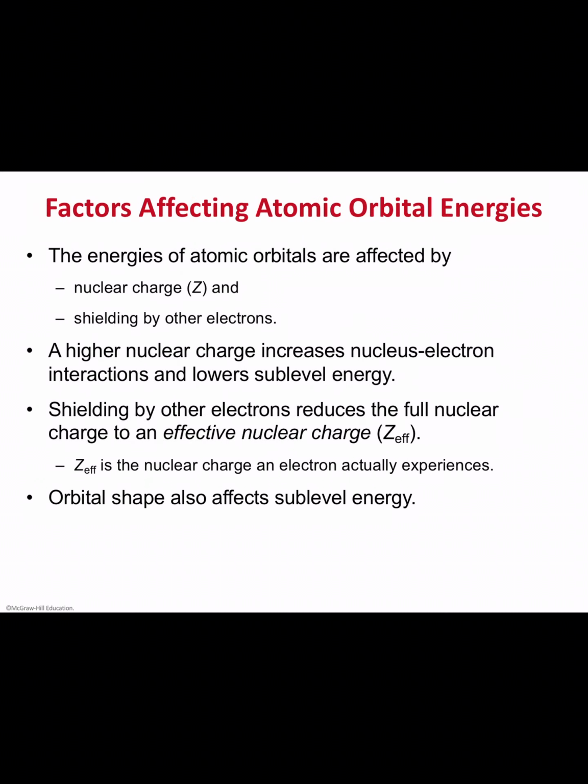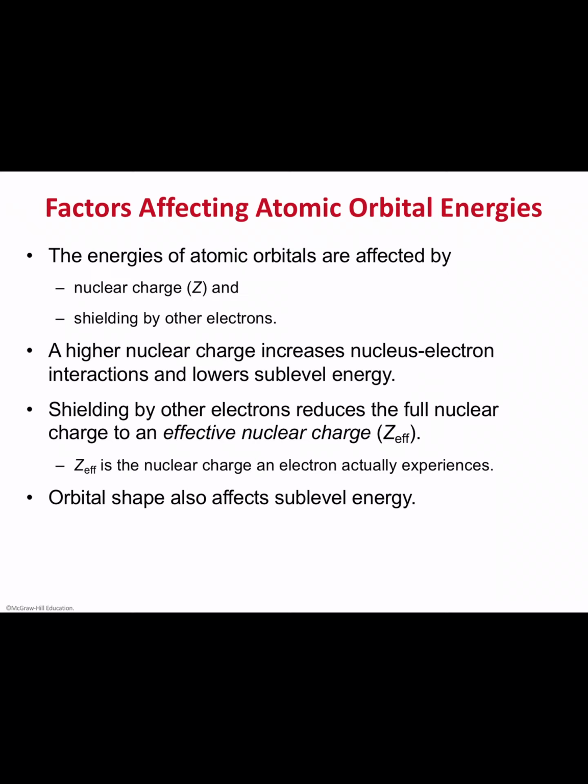Factors affecting atomic orbital energies. Energies of atomic orbitals are affected by nuclear charge and shielding by other electrons. So we know that the atomic orbitals are going to be outside of the nucleus, so this orbital energy can be affected by the nuclear charge. What do we have in the nucleus? We have protons in the nucleus. They are positively charged. And then the electrons are in the outer orbitals. They are negatively charged. And we know there is an attraction between the nucleus and the electrons. Positive and negative attract each other.